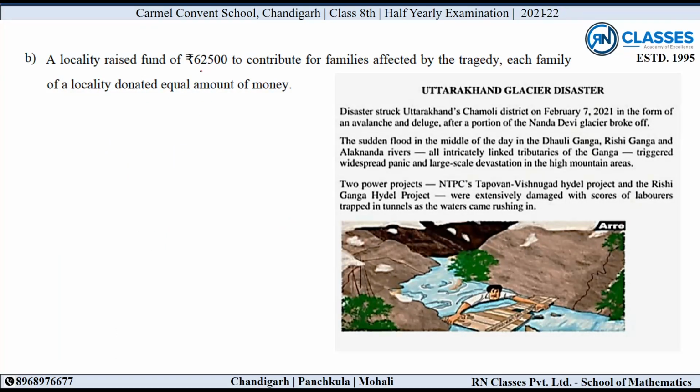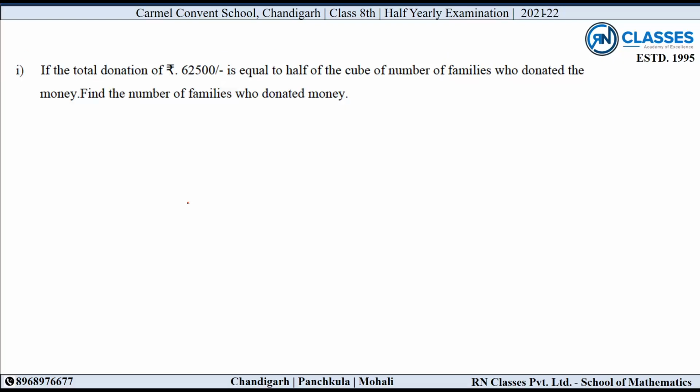A locality raised funds of 62,500 to contribute to the families affected by the tragedy. There was a tragedy in Uttarakhand, glacier disaster. So 62,500 was contributed for the families affected by the tragedy. Each family of the locality donated equal amount of money. That was a great initiative, right? So part 1. If the total donation is 62,500 and is equal to half of the cube of the number of families who donated the money, find the number of families who donated the money.